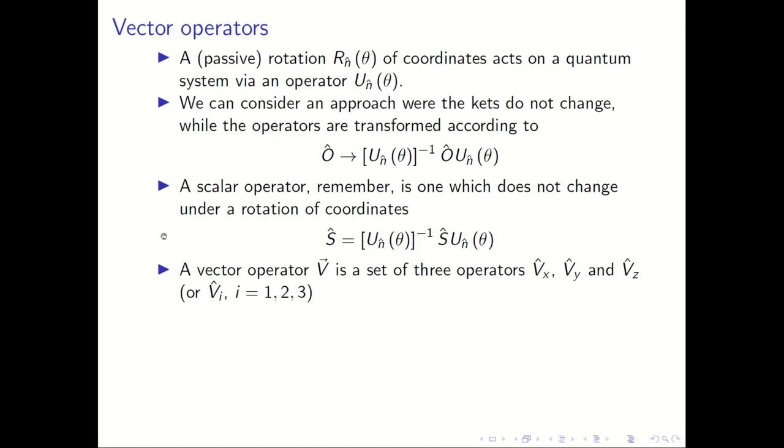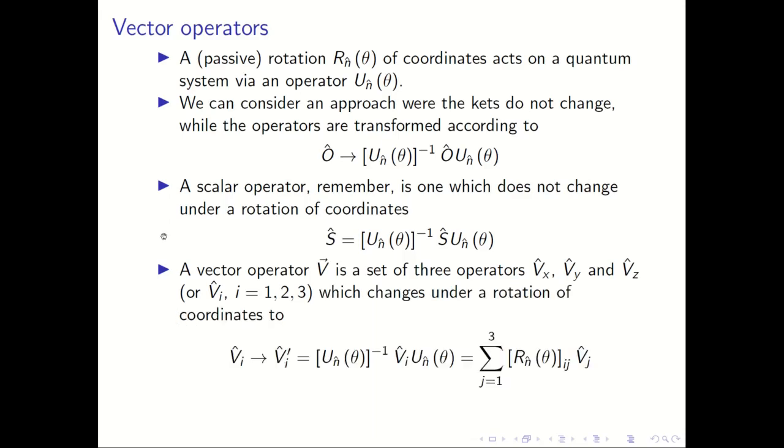Now, of course, if scalars are there, can vectors be far behind? So we have vector operators, which is not really one operator. A vector operator really is a set of three operators, which we call Vx, Vy, Vz, or V1, V2, V3, whichever is convenient for us. How do we characterize a vector operator or the set of three operators? We say that when we rotate our coordinates, the Vi change, Vi become Vi prime, that is U_n(θ) inverse Vi U_n(θ), which is the way all operators change.